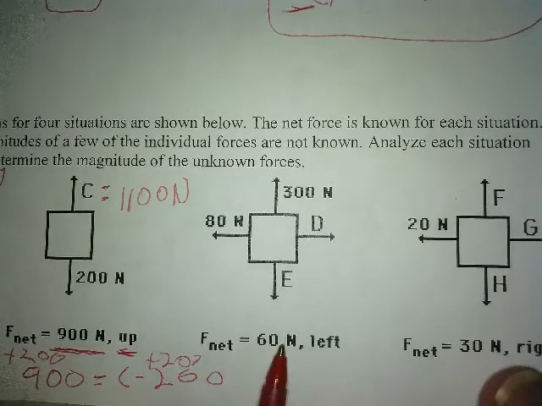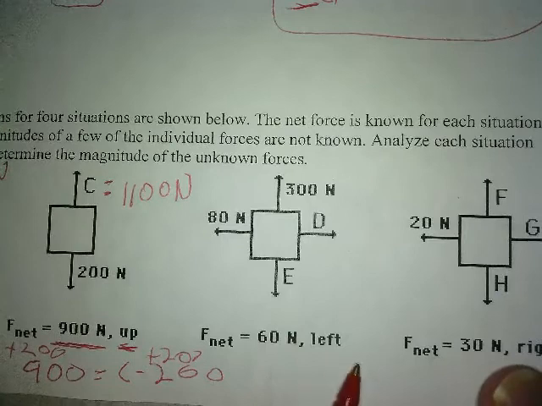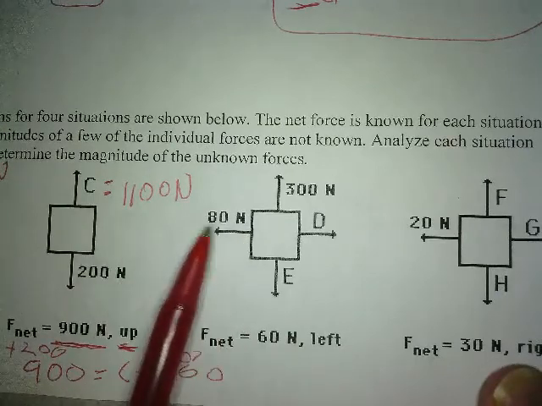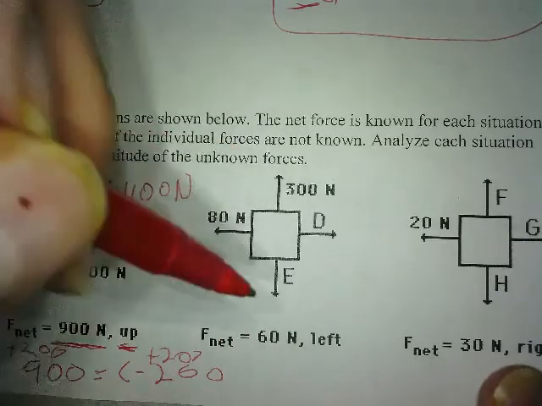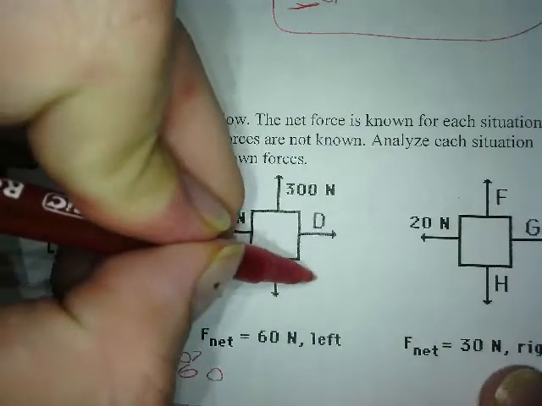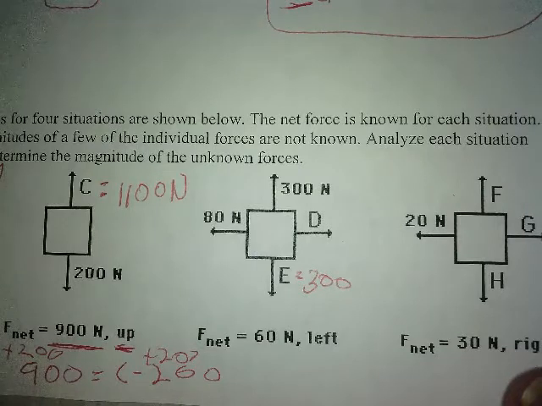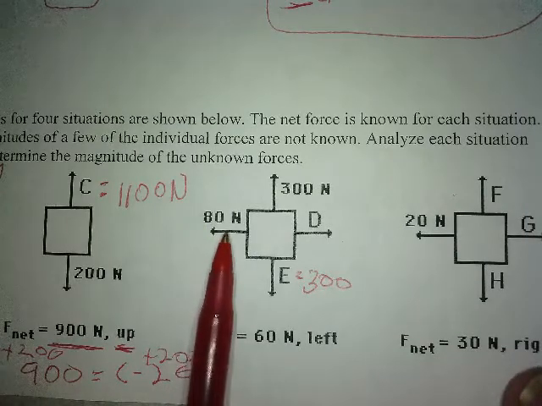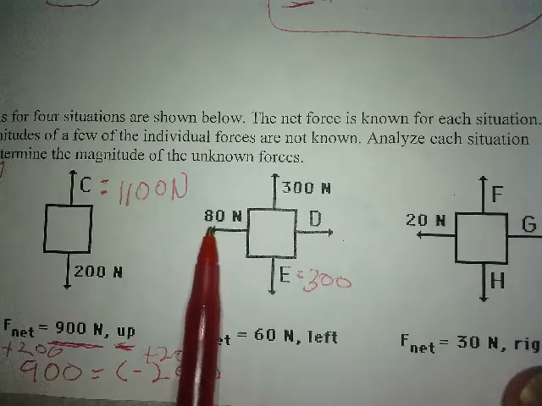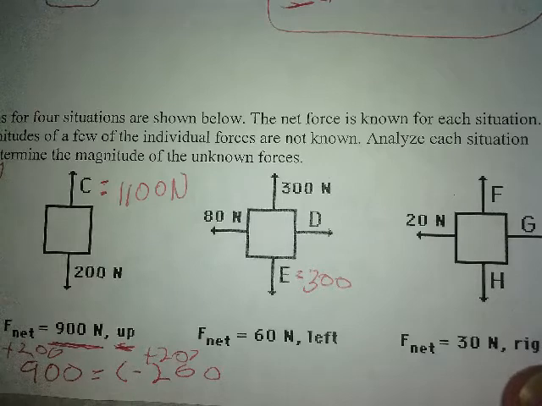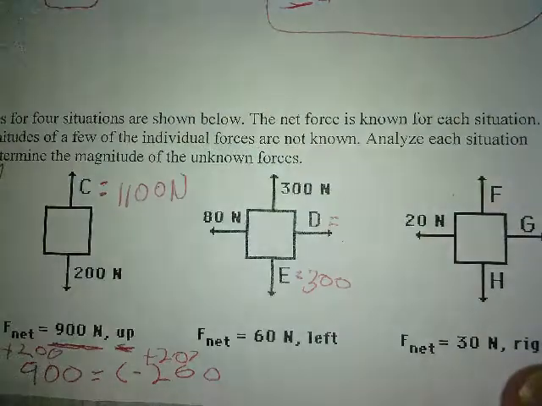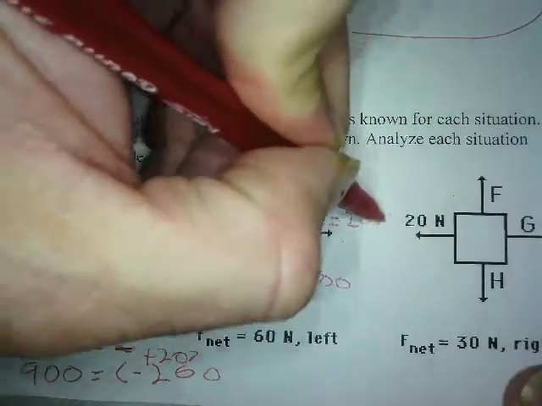Alright, for the next one, we have a net force of 16 newtons, and it's going to be to the left. So it's going to be pulling to the left. So we know the force of gravity and the normal force are going to cancel, but the left is going to be 16 bigger than D, so we know D is 20 newtons. Sorry about my N.